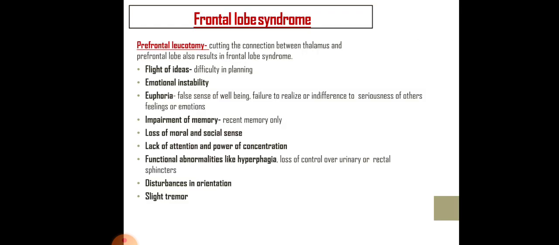So if there is injury to the frontal lobe, it will lead to frontal lobe syndrome, which leads to flight of ideas, emotional instability, loss of moral and social sense, and disturbances in orientation, slight tremor. So these are the effects of injury to the frontal lobe.